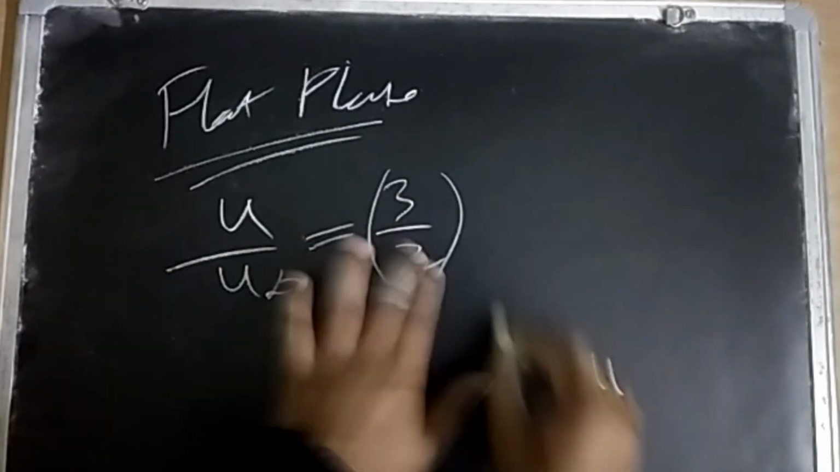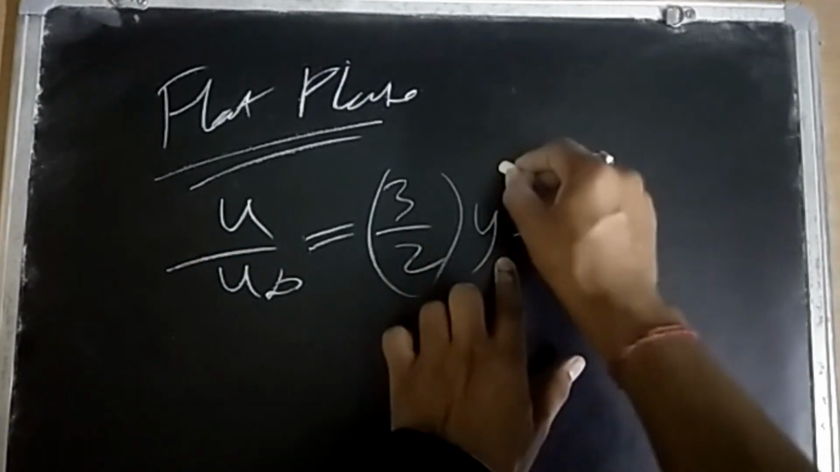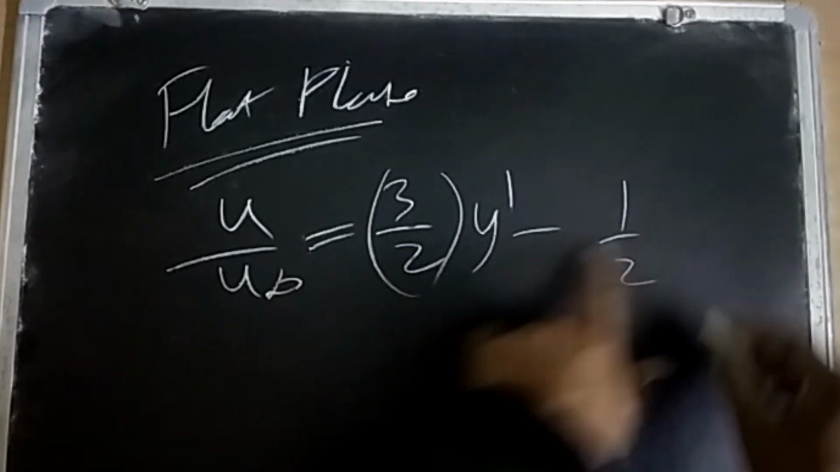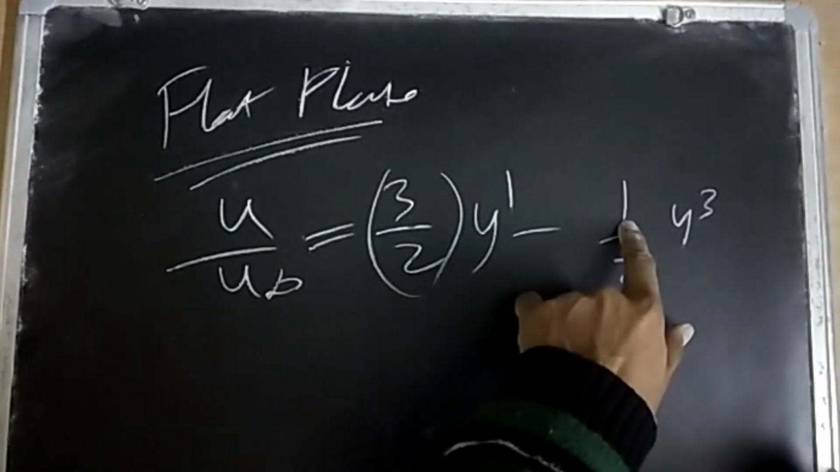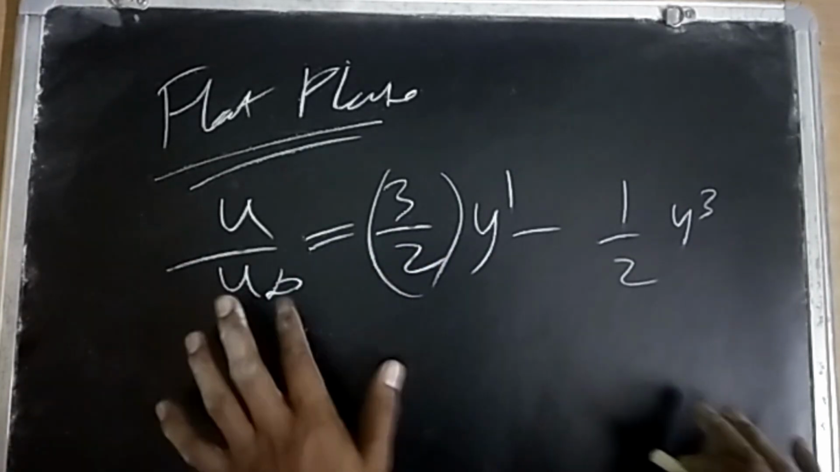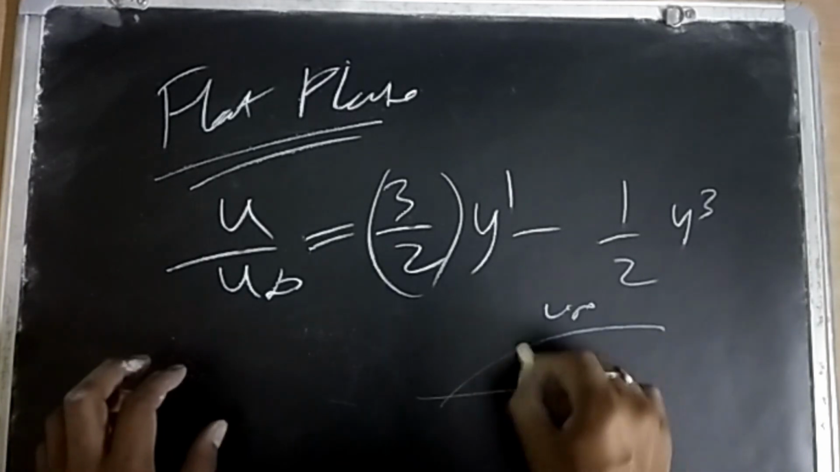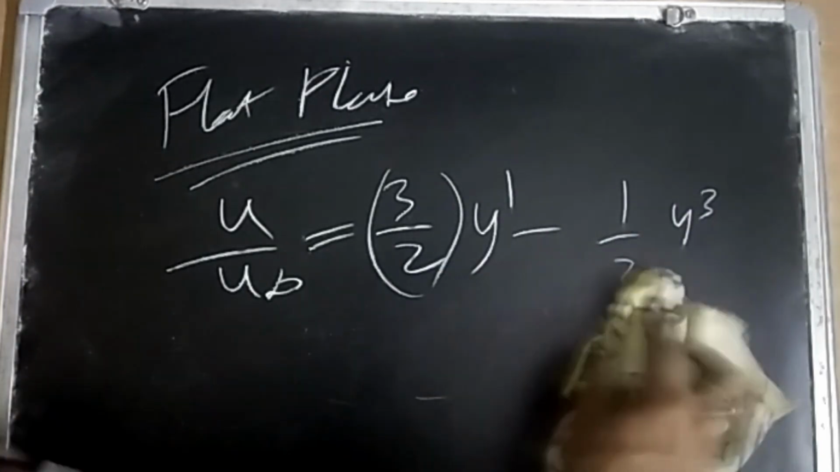And also we know for a flat plate, in case this comes, u by u infinity is equal to 3 by 2 y by delta minus 1 by 2 y by delta whole cube. This is the profile. Here u infinity is the final velocity at the edge of the layer, and there are different profiles for a flat plate.